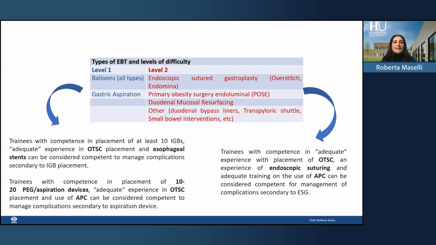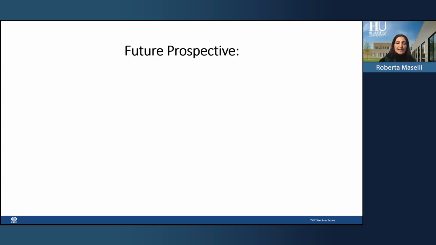And we already said that we have level 1 difficulty. Let's say it is a grade of difficulty. In level 1, you have balloons and gastric aspiration, and in level 2, you have all the new complex procedures. So depending, even in this case, on what is already done on that patient, we should have different competence levels to treat that type of complication, even if the complications are at a very low rate, less than 1%.